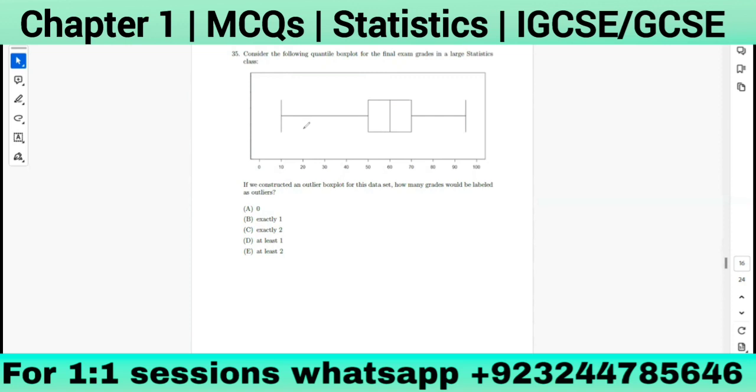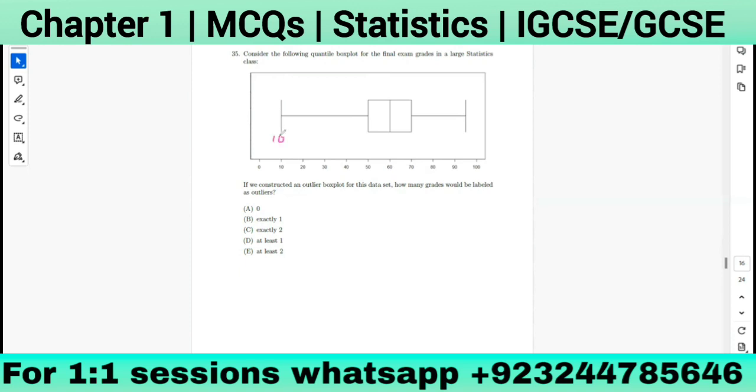Consider the following quantile box plot for the final exam grades in a large statistics class. If we constructed an outlier box plot for this dataset, how many grades would be labeled as outliers? So for constructing the outlier box plot, we need to calculate the LF and UF. So first of all, tell me what is this?